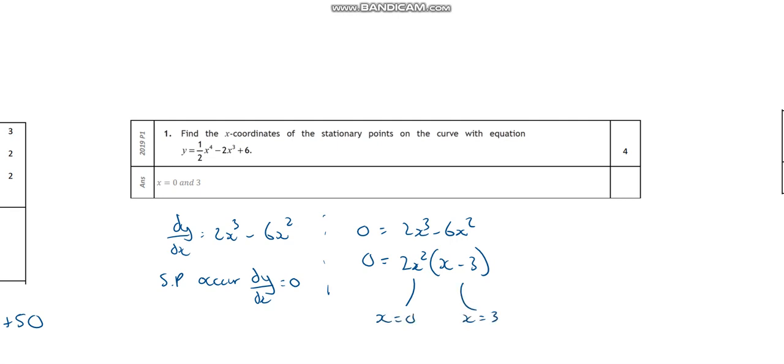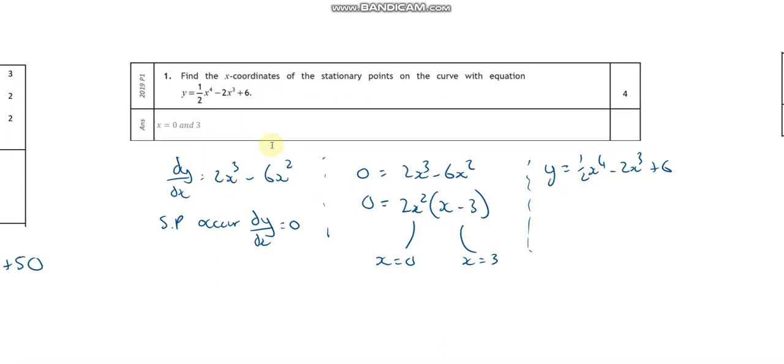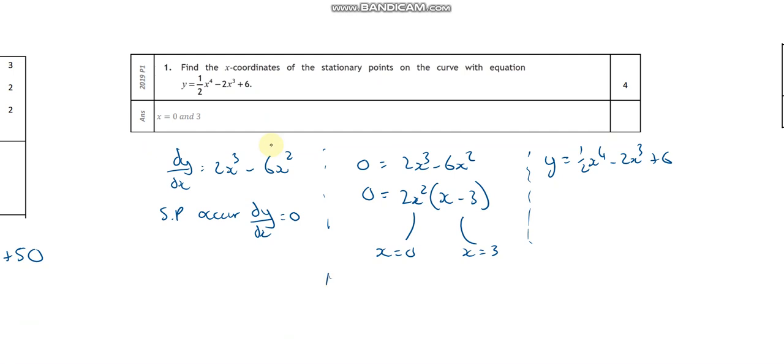Those values of x, I'm definitely going to have a stationary point. If I wanted to know the full coordinate, I would then substitute back into y equals a half x to the 4, take away 2x squared. I'd substitute these values in here to get the y value. So the big lesson from this one is knowing that your stationary points are when your gradient is equal to 0.